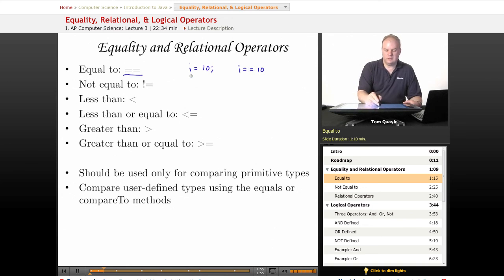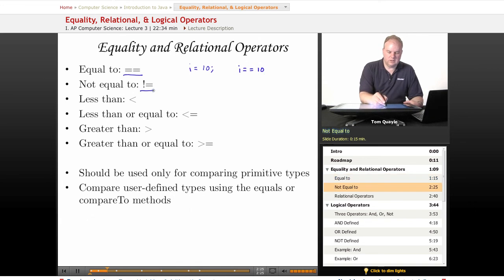So this expression assigns a value of 10 to I. This expression compares if the value of I is equal to 10. They're not identical. And if you use one where you mean to use the other, you will end up with program behavior that's not what you expect. You'll end up assigning a value of 10 instead of just determining if the value is equal to 10.